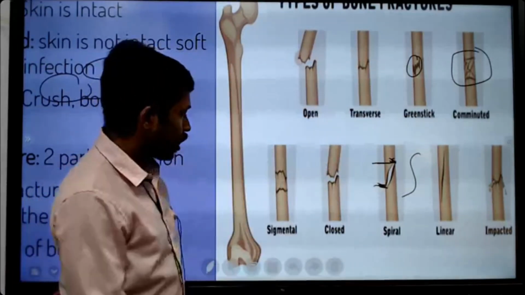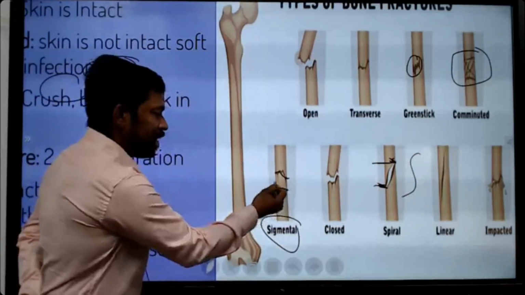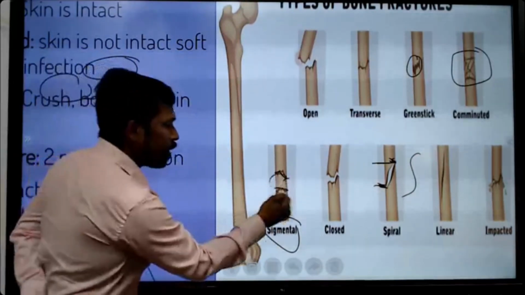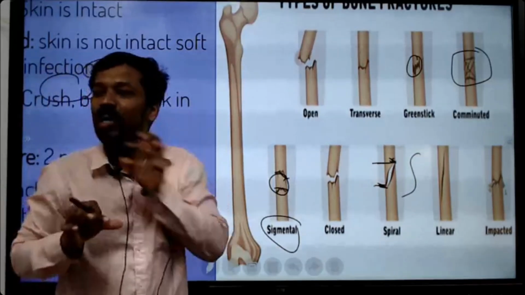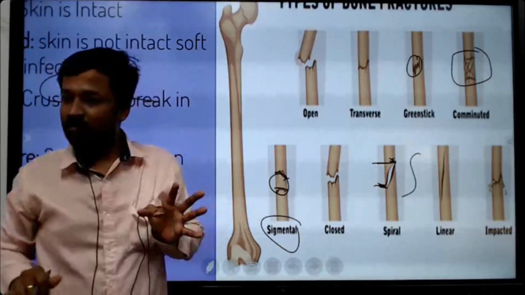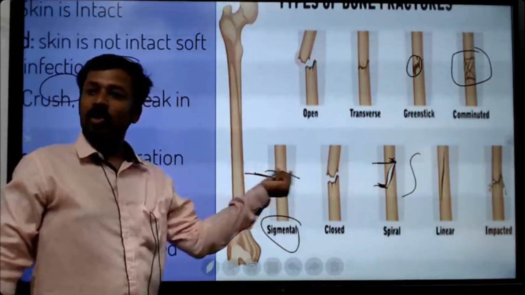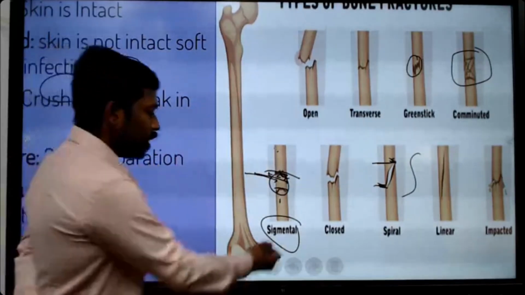Then what is segmental fracture? There is multiple fracture in a single bone and a segment, and there will be pieces. There are multiple pieces in between the fracture. Got it? See, this one can be moved out, isn't it? Entirely the bone fractured. Okay, that is what is called segmental.